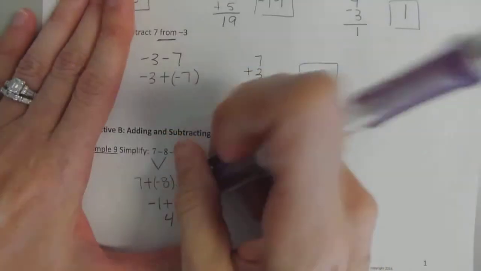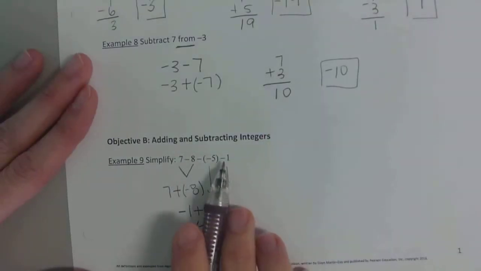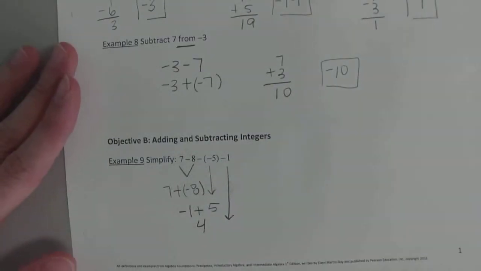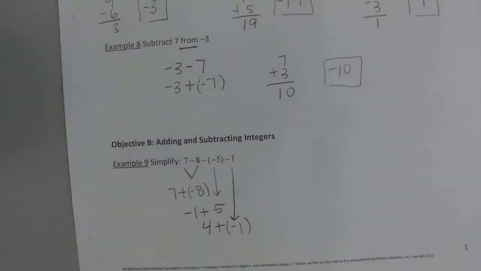Who do we still need to bring down? Let's make this arrow even extra long, okay? When I bring him down, I'm going to go ahead and rewrite him as an addition problem, right? We're going to add what? Negative 1. When you have opposite signs, what do you do? Subtract. What's the difference between 4 and 1? 3. Is it going to be a positive 3 or negative 3? Positive 3 because the 4 is bigger.